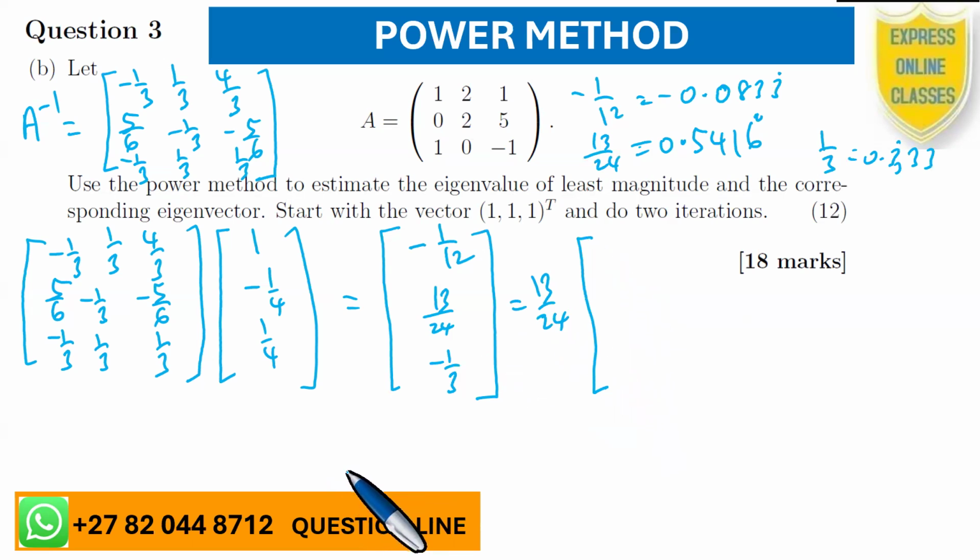And then if you do that, you get the following. Okay, now we have that. All right, so thirteen divided by 24. Right.